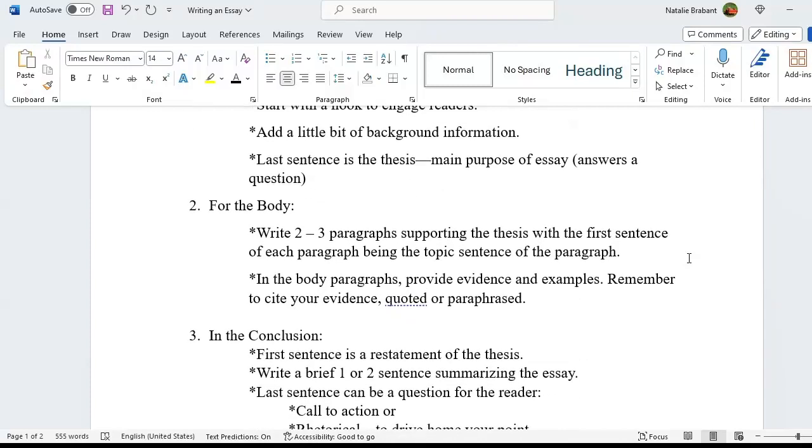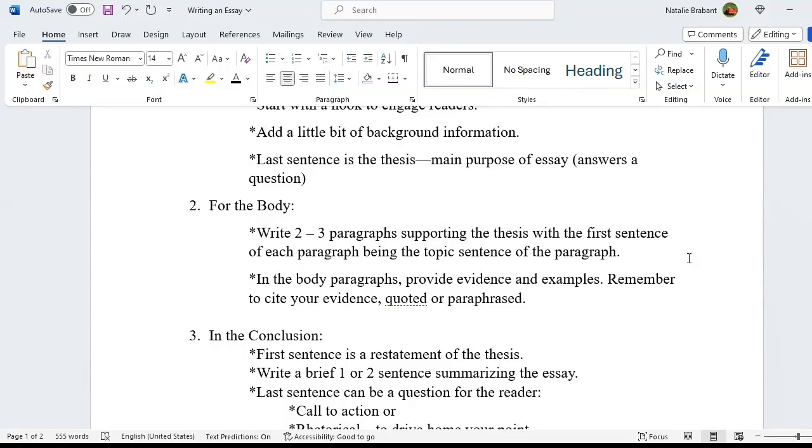For the body, write 2 to 3 paragraphs if it's a short essay, supporting the thesis, with the first sentence of each paragraph being the topic sentence, the main sentence of the paragraph. Now, if it's a longer paper or dissertation, you will have an important topic sentence on the first paragraph of maybe 3 or 4 paragraphs talking about that specific topic. And every so many paragraphs, you'll start the next main point, the next main topic.